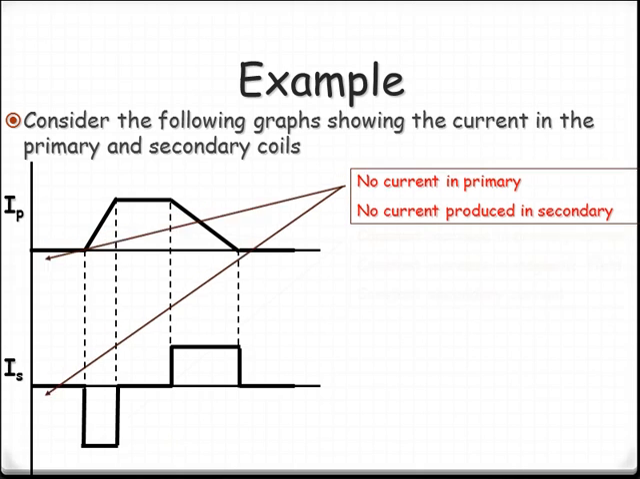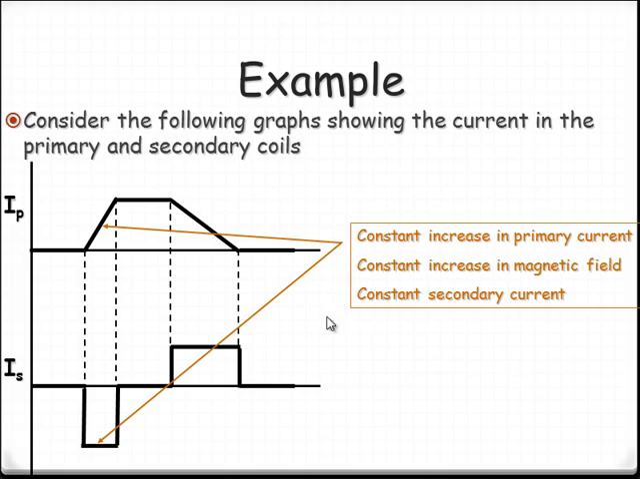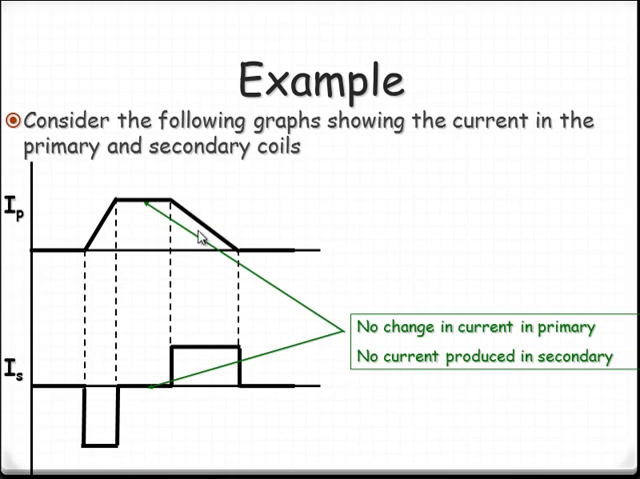Okay, so why is that? Because this will change the amount of flux that's passing through the secondary coil. There's going to be a constant increase in the amount of magnetic flux, so we get a constant induction. The next point, there's no change. It's constant current. Constant current means no change in flux, so we get no output in the secondary coil.